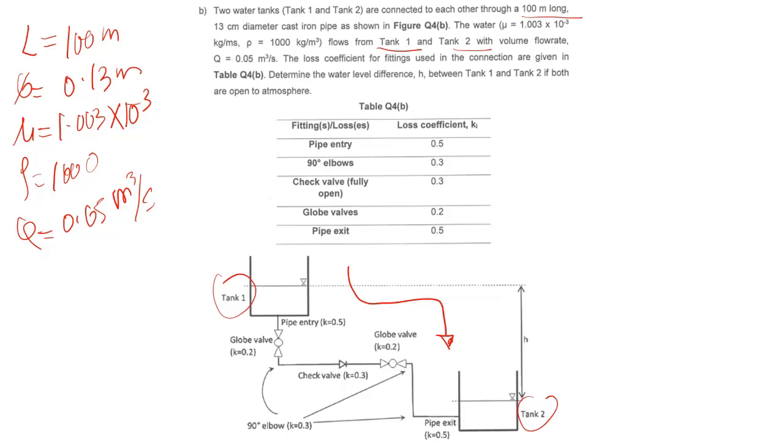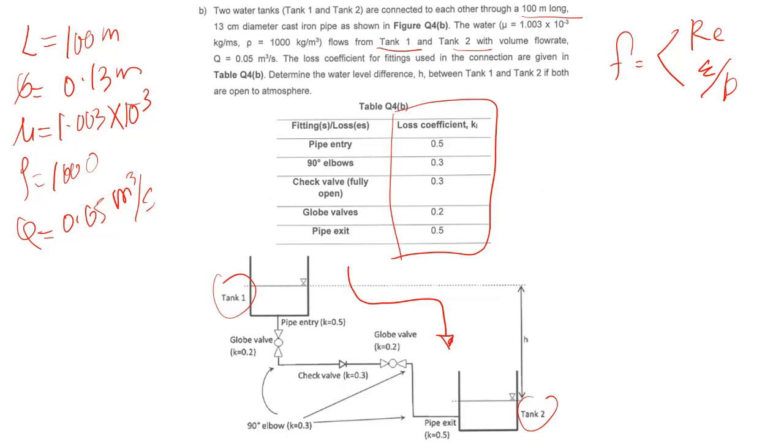The loss coefficient is the loss coefficient for fitting, K. I will explain later, not in this class. What you need to do is just find the friction factor. How to find it, I said before: you need to find the Reynolds number and relative roughness.